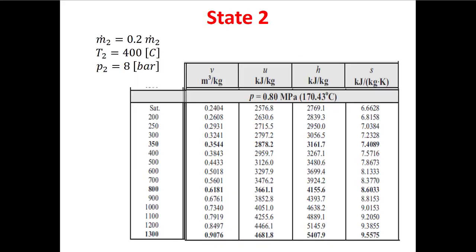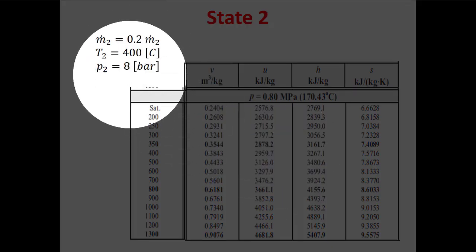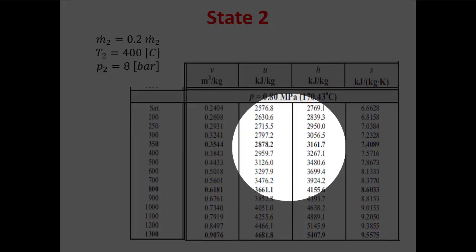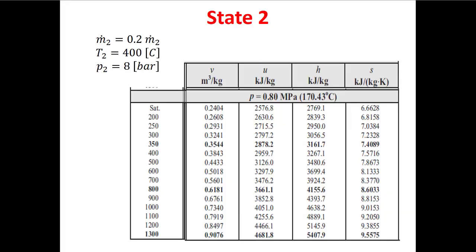Now I want to figure out what's going on at state 2. Here I know that the pressure is 8 bar, right? So 0.8 megapascals. And the temperature is 400 degrees Celsius, right?